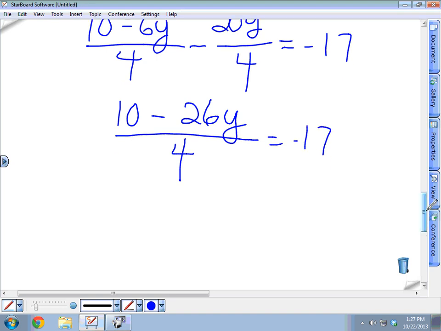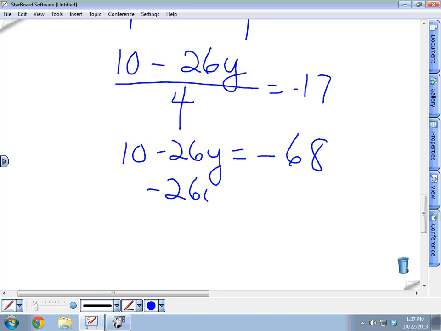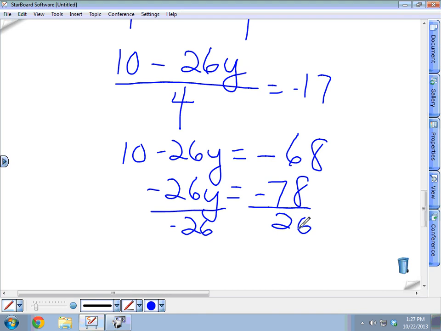And now it's pretty much an equation that you know how to deal with, because you can multiply both sides by 4, just leaving you 10 minus 26y. And 4 times 17 is negative 68. Okay. And then I could subtract 10 from each side. Negative 78. And then I could divide both sides by negative 26. And I think I would get y equals negative 3.